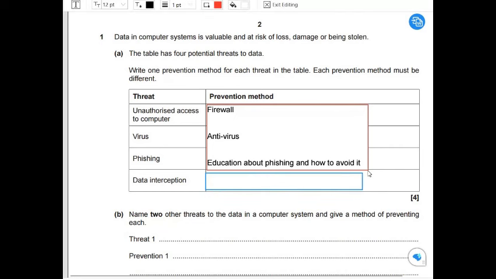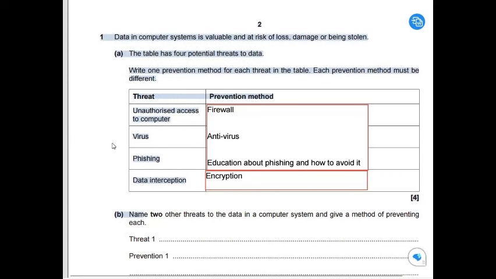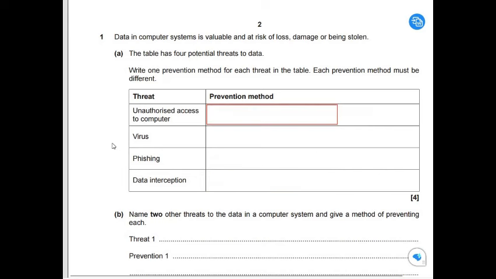Then the last threat we've got is data interception. The easy one is going to be encryption. Why encryption? Because that is where we scramble data so it's unreadable, and the only person who can read it is somebody with a decryption key. They can just unlock it and wham, I can read it. So that is question 1A done.